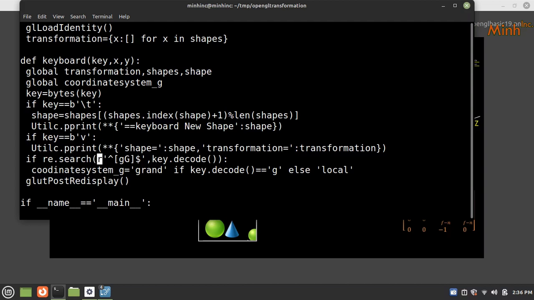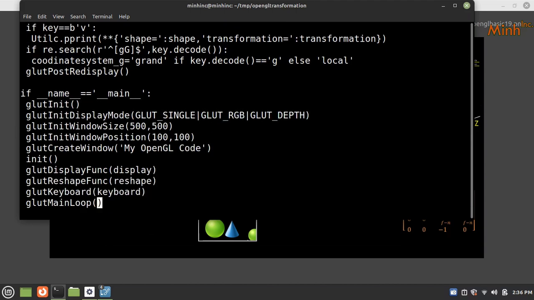Okay. Now if it is G and G, then coordinate system will make it global if it is G, otherwise local, and glut redisplay. Okay, so this is the code.